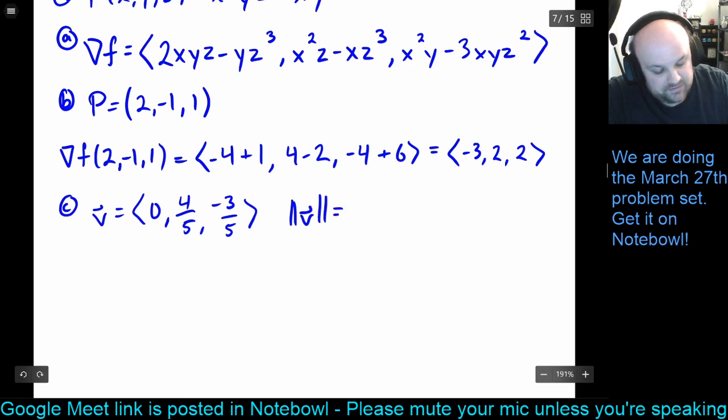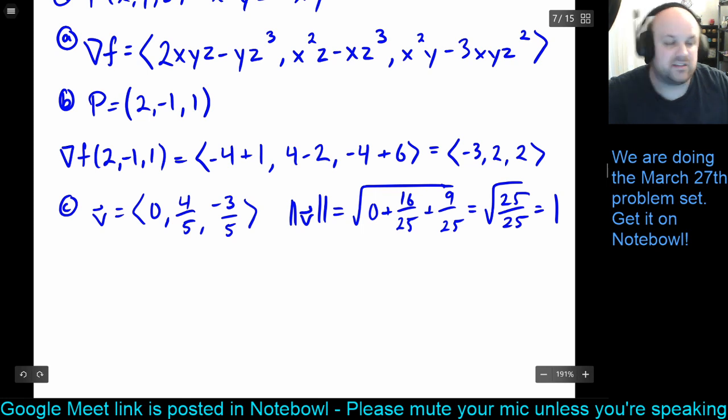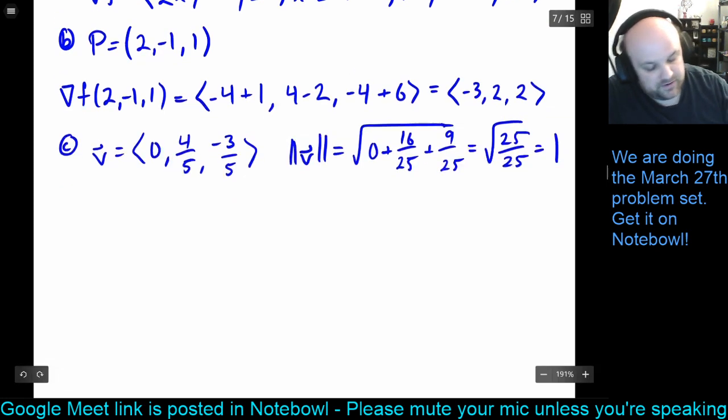So the magnitude of v is going to be 0 plus 16 over 25 plus 9 over 25. Well, that's 25 over 25, and so we're just going to get 1 there. So this is, in fact, a unit vector.